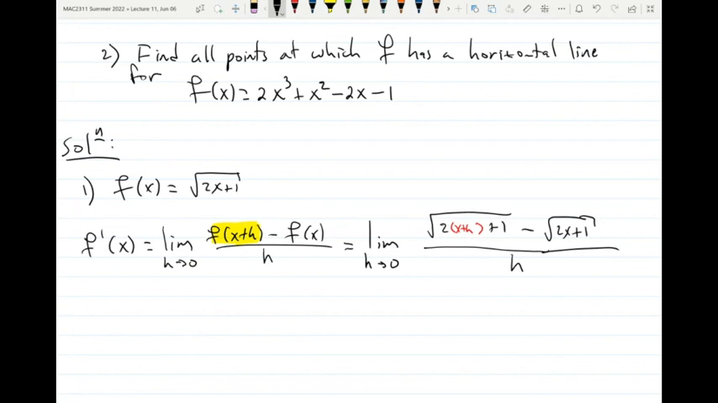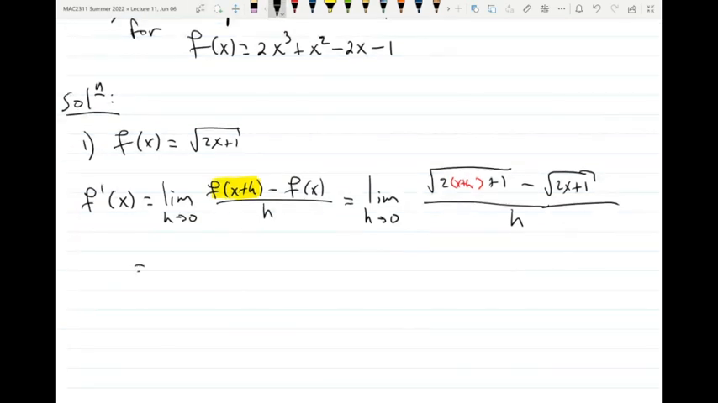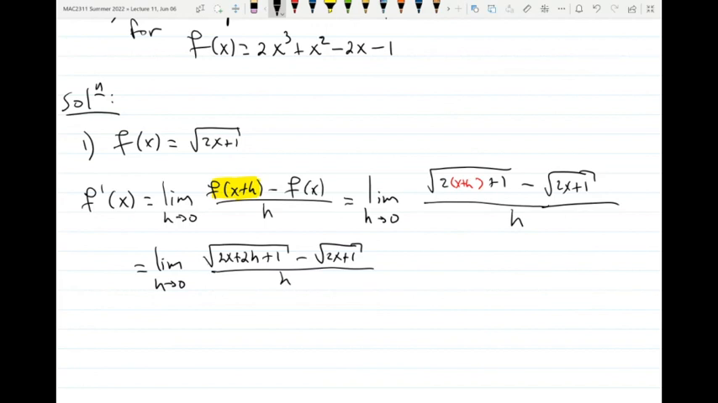Now again, notice that if you want to take the limit, you're going to get 0 over 0. Does everybody understand this? If I take the limit, I get 0 over 0. So let's begin by simplifying this as much as we can before we do something. Inside the radical on top, we can distribute the 2, so we get square root of 2x plus 2h plus 1 minus square root of 2x plus 1 over h. Okay, so again, this limit is 0 over 0, so we need to do something.